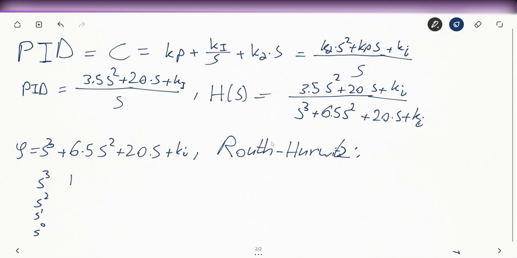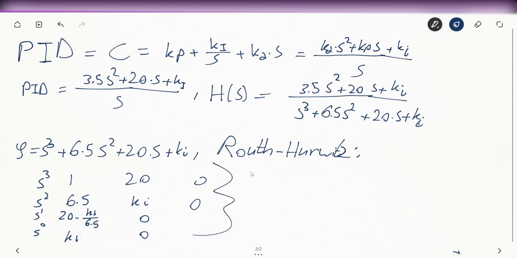It's 1, because this is our characteristic equation, so 1, 20, then we have zeros, then 6.5, we have Ki in here, then we take this times this minus this times this divided by 6.5, which will give us 20 minus Ki over 6.5, and here we have 0 because we have zeros in here and in here. Then we will have Ki in here and a 0 in here.